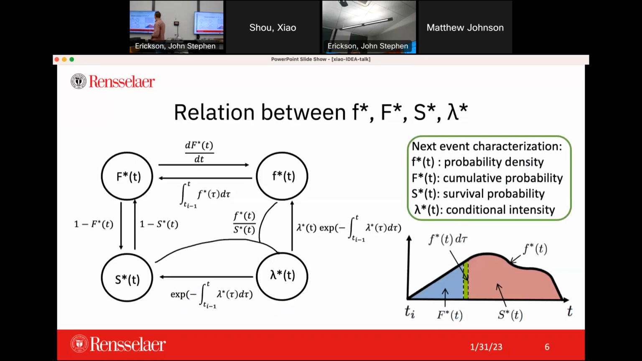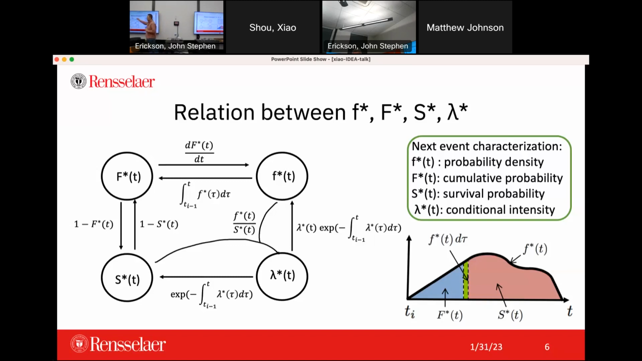So there are a few key quantities that are very interesting and they are related, right? So f is the probability density. That means at this point, what's the probability density for the next event to arrive? And then the capital F is its cumulative probability. Now, S is the survival probability, meaning that it's 1 minus F, the probability that nothing happened up to that point. And then lambda star is the conditional intensity.